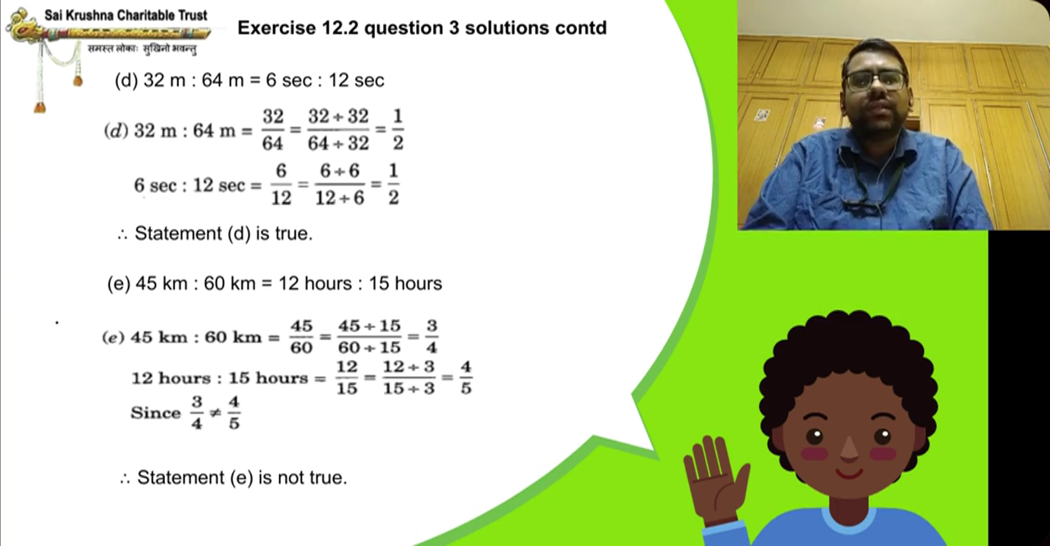So 45 is to 60 can be written in fraction as 45 by 60. We'll divide numerator and denominator by 15 because 15 is the HCF of 45 and 60. We'll get 3 by 4. 12 hours is to 15 hours can be written in fraction as 12 by 15. So we'll divide numerator and denominator by 3. So we'll get 4 by 5. 3 by 4 is not equal to 4 by 5. Statement is not true.